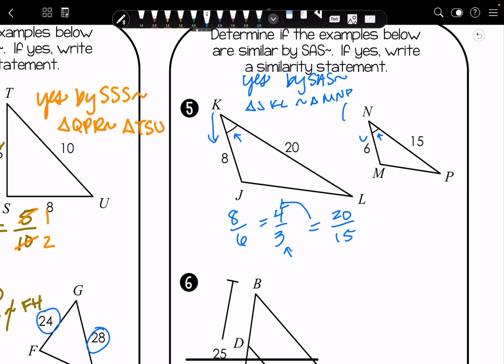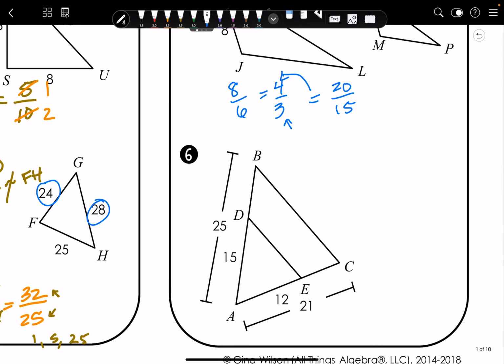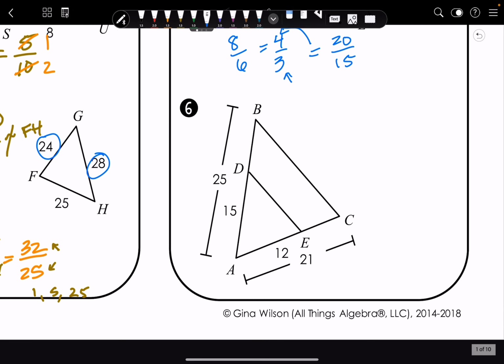Move this over, that way you guys can see. All right, here's our last one. And this one, again, super easy. We know that this is our included angle. We know which sides are corresponding. So it works out kind of nice.